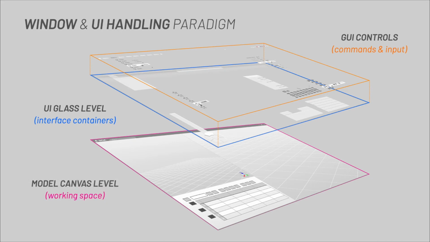And then the bottom part was the model canvas level. This was the working space, and this area could share both UI dedicated space and 3D and 2D workspaces, modeling spaces, so to speak. And that was how we were going to achieve this sort of open framework.